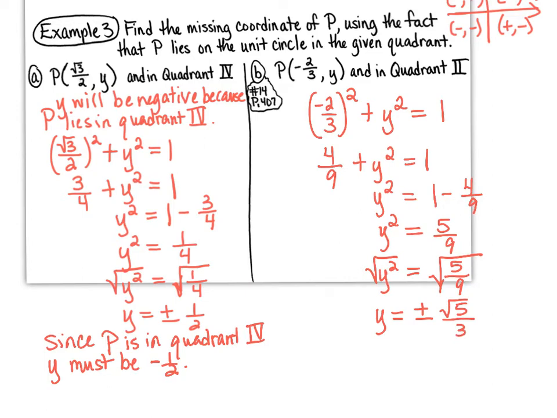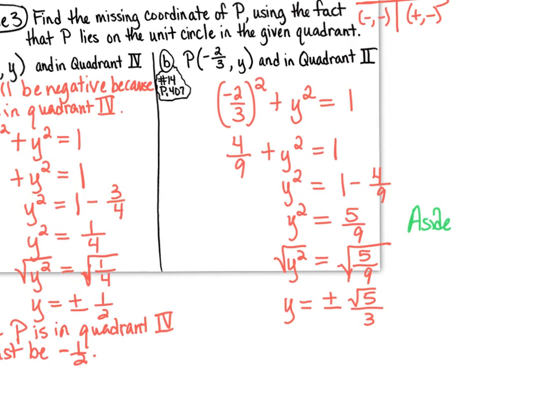So a quick aside. I'm going to move this over a little bit. An aside here is to note that the square root of 5/9 is the same thing as the square root of 5 over the square root of 9. And that gives us the square root of 5/3. Okay? Technically plus or minus that, right? Technically plus or minus. Okay?